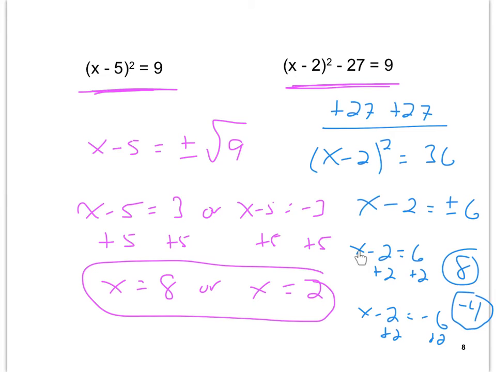So therefore now we have x minus 2 is 6. Add the 2's to both sides, we get 8. Or x minus 2 is equal to negative 6. Add the 2 to both sides, and we get negative 4. Negative 6 plus 2 is negative 4.